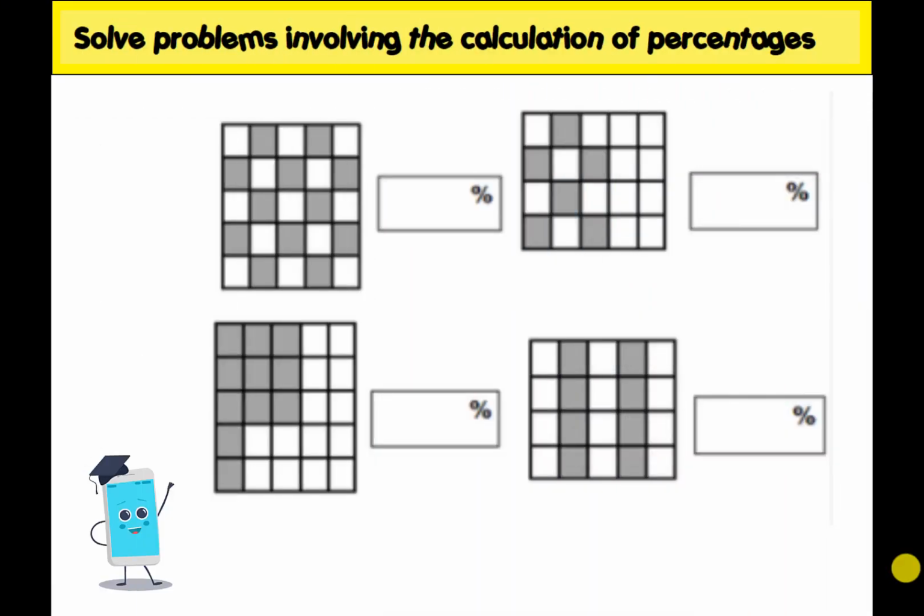In this activity, you're going to be writing the percentage of black tiles in each of the shapes.